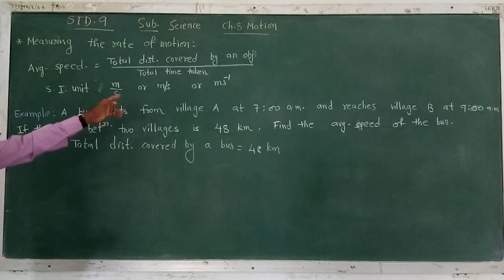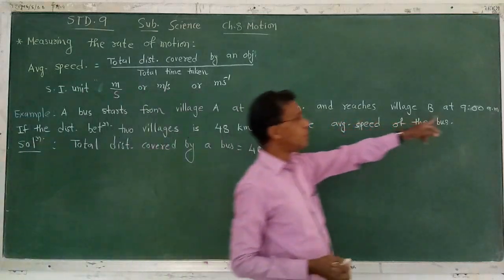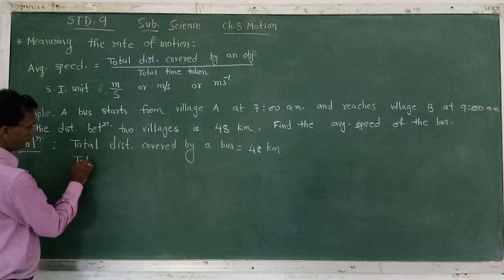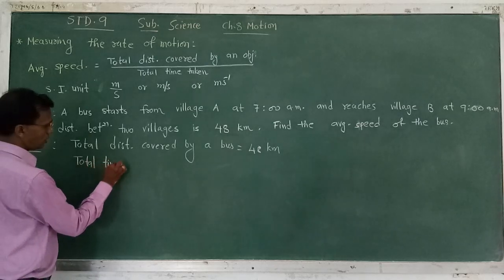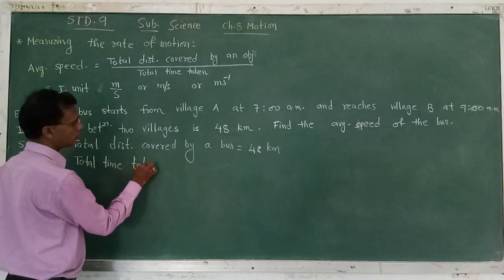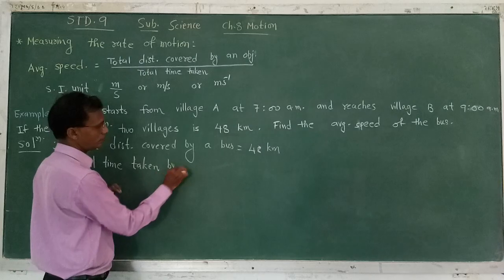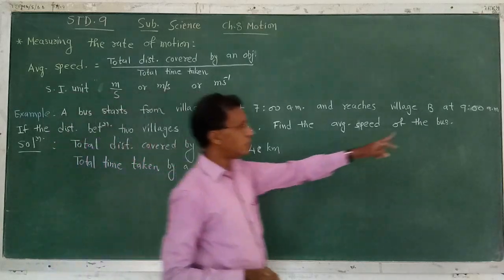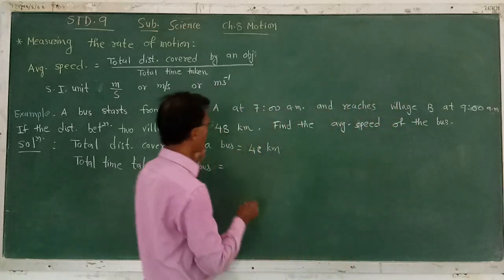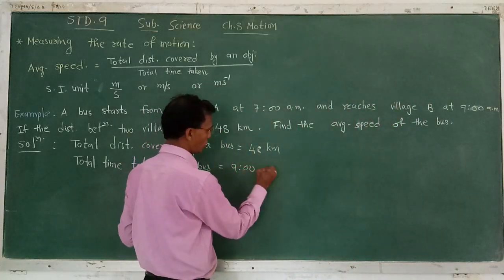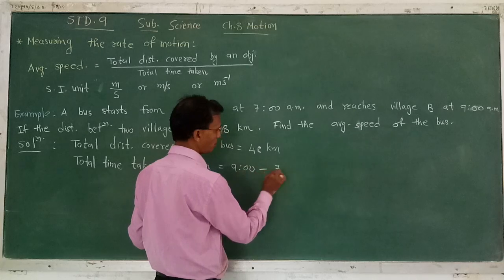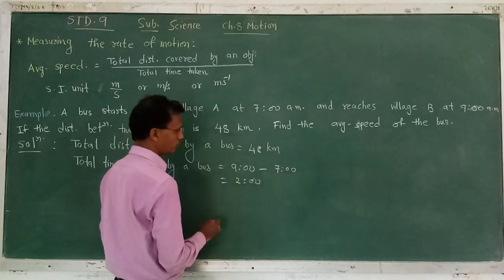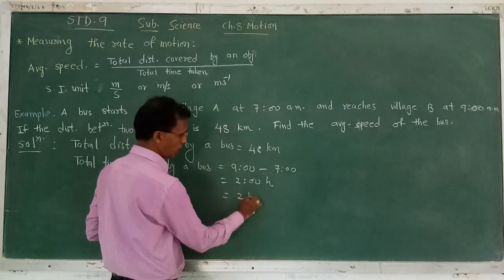Now the time. Total time taken by the bus to reach the other village is 9 o'clock minus 7 o'clock. So that is 2 hours. Okay, 2 hours.